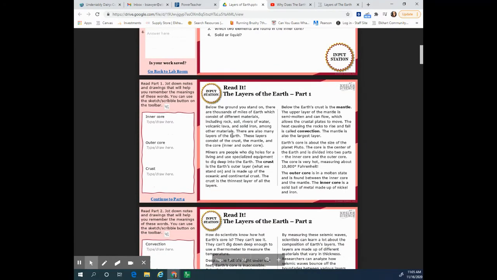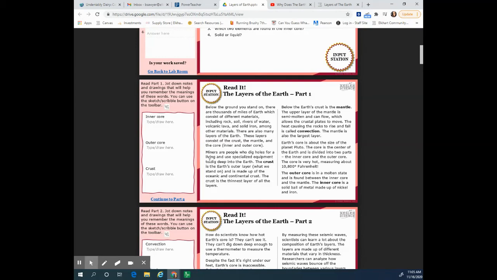Below the ground you stand on, there are thousands of miles of earth, which consists of different materials, including rock, soil, rivers of water, volcanic lava, and solid iron, among other materials. There are also many layers of earth. These layers consist of the crust, the mantle, and the core, inner and outer. Miners are people who dig holes for a living and use specialized equipment to dig deep into the earth.